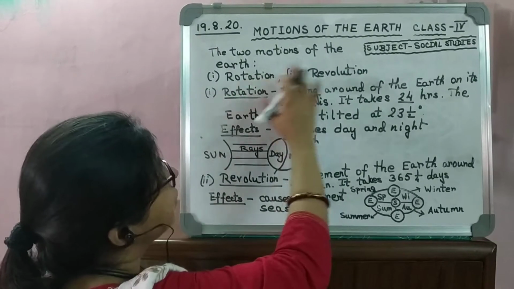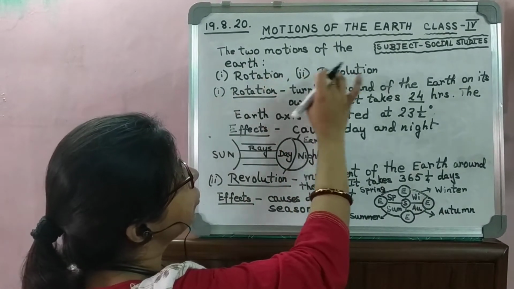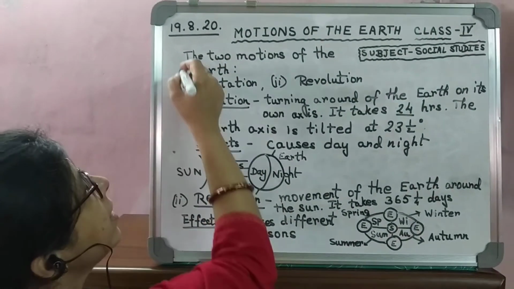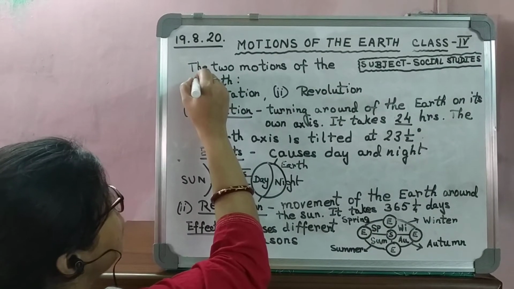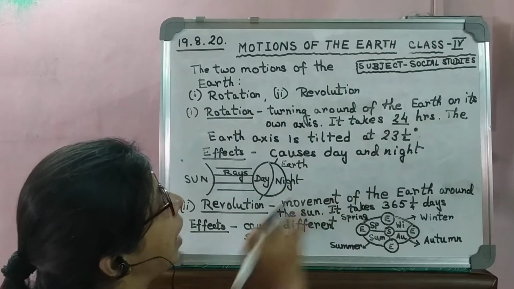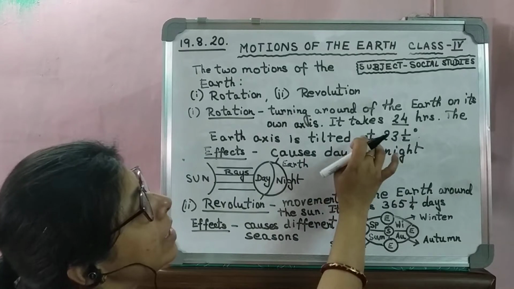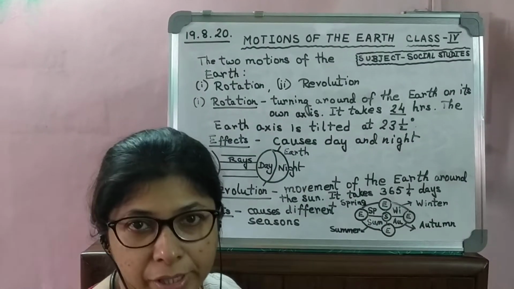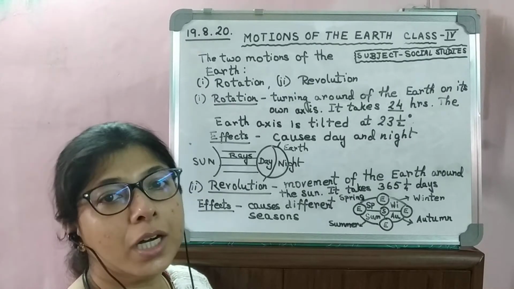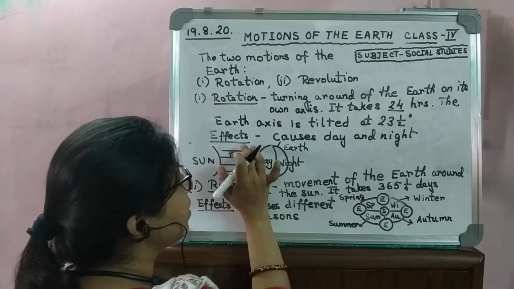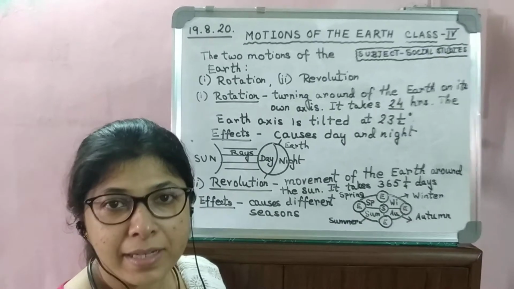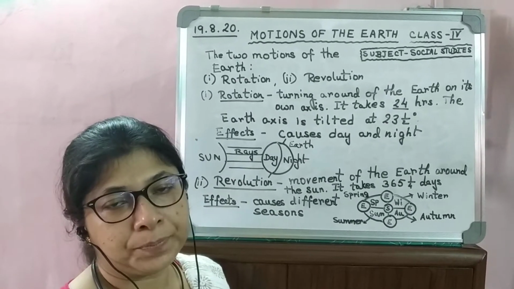So today we have learned the two motions of the earth, rotation and revolution. How is rotation caused? Rotation is caused by the turning around of the earth on its axis from west to east, and it takes 24 hours. The earth's axis, as we know, is tilted at 23.5 degrees, and this tilting is known as the inclination of the earth's axis. The effect of rotation is that it causes day and night. Day and night are caused by the rotation of the earth.